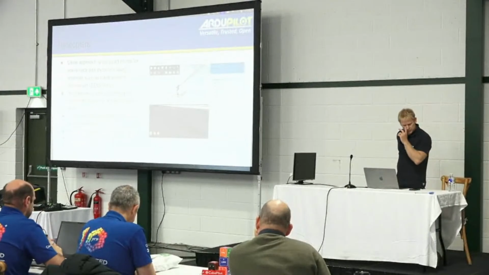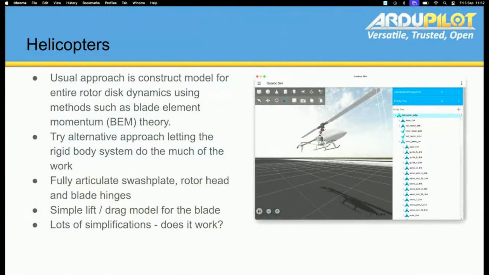The usual approach is to construct a model for the entire rotor disc using methods such as blade element momentum theory. That handles the whole rotor, and all you get back is a thrust, a force and moment to apply at the rotor shaft that drives the vehicle. So they're quite complicated to write and get working well.